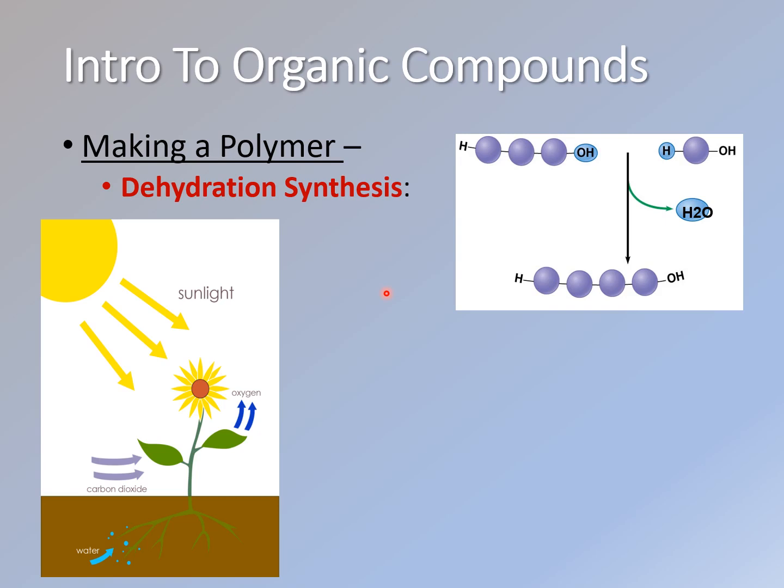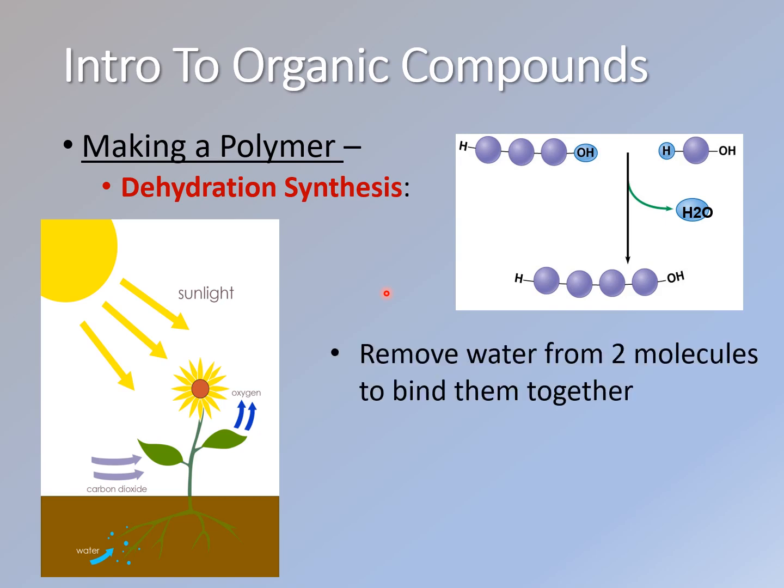So how do we actually build a polymer? Okay, so we take our small monomers and we build it and create a long polymer. But how does the environment, or how do cells, actually do this? Well, it's called dehydration synthesis.